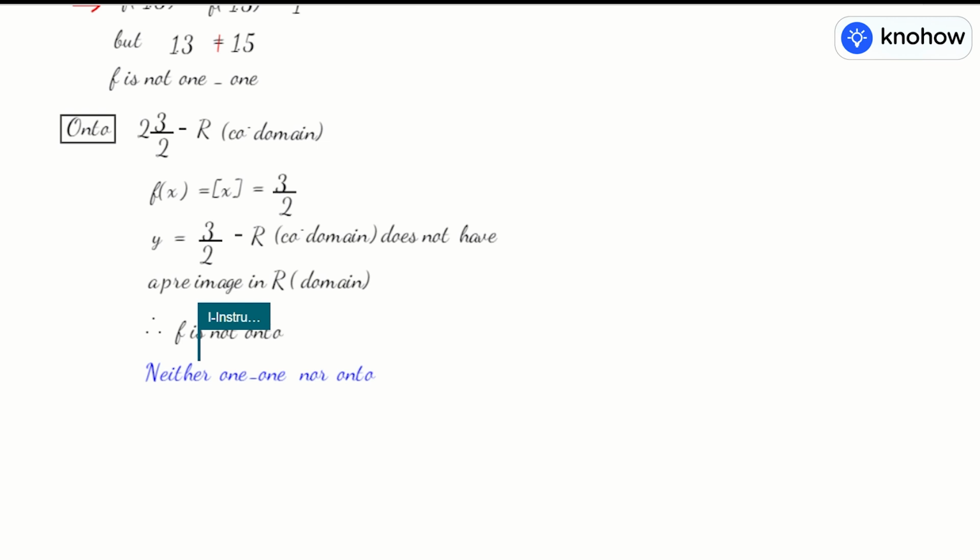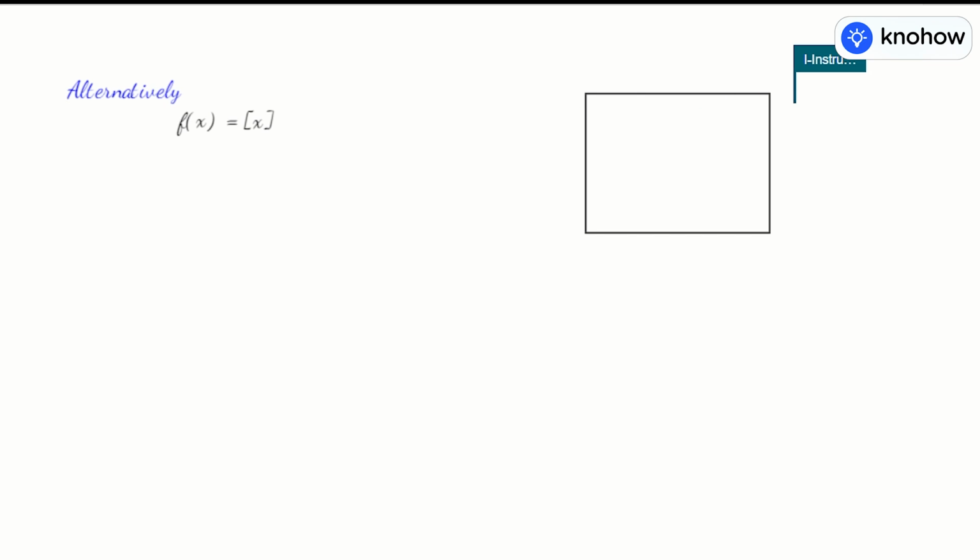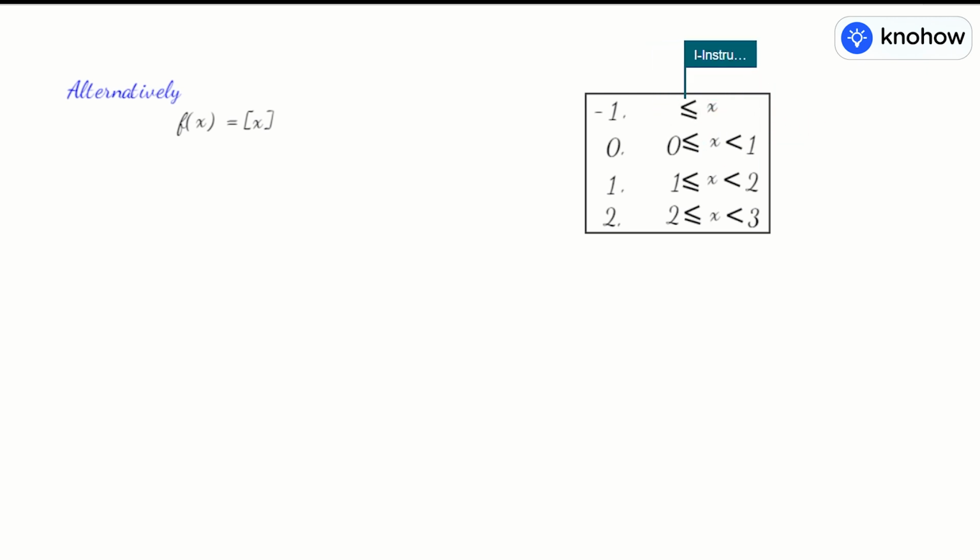Alternatively, let us see the graphical situation. If f(x) is equal to the greatest integer function of x, you have already defined that it is 0 when x is greater than or equal to 0 but less than 1. It is 1 when x is greater than or equal to 1 but less than 2. It is 2 when x is greater than or equal to 2 but less than 3. It is minus 1 when x is greater than or equal to negative 1 but less than 0. Look at the graph.